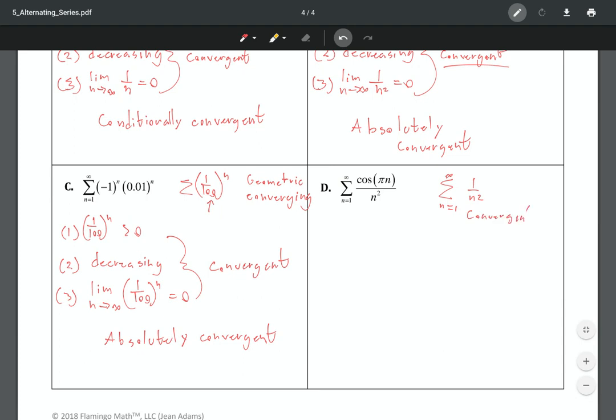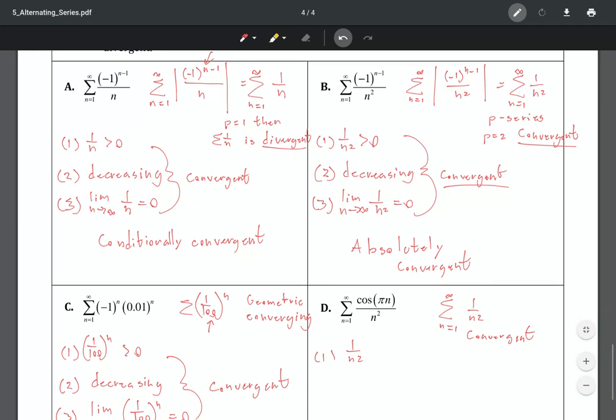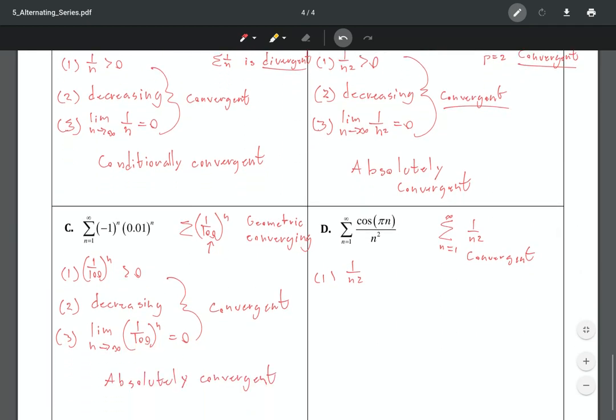And then now I have to do the same steps where number 1 is this, basically it's going to be the same problem as this. So I'm going to go ahead and tell you that it is absolutely convergent. No different.